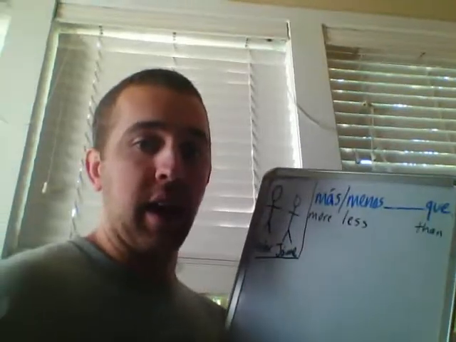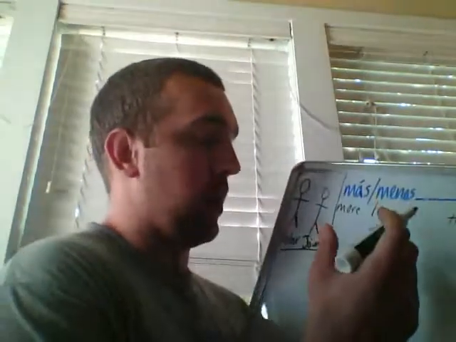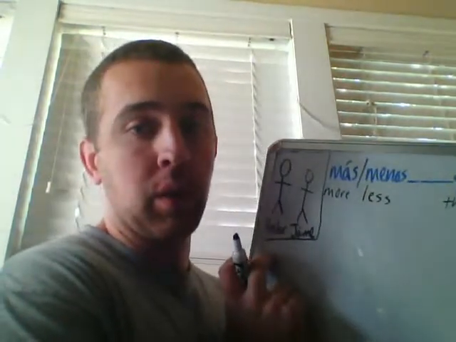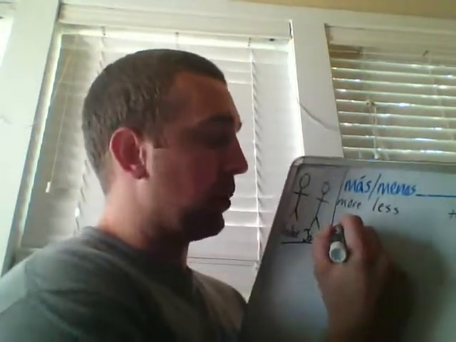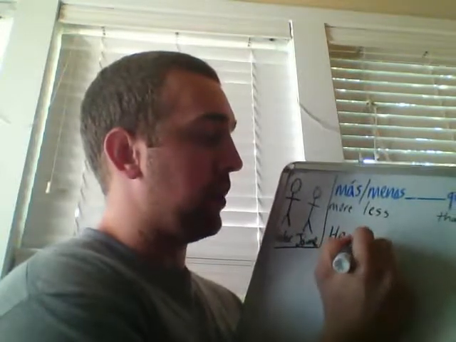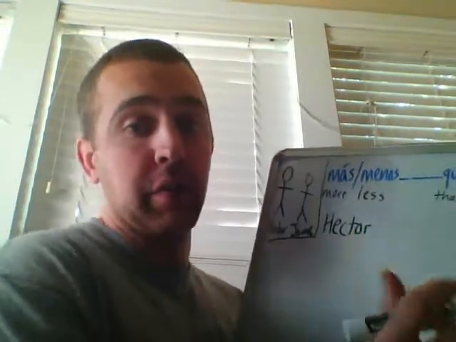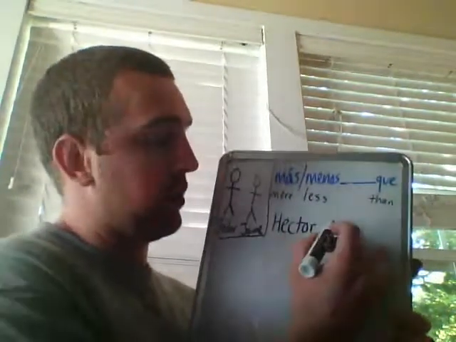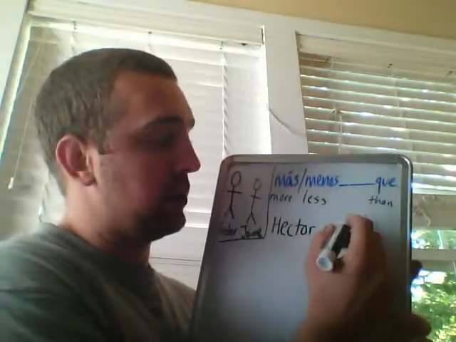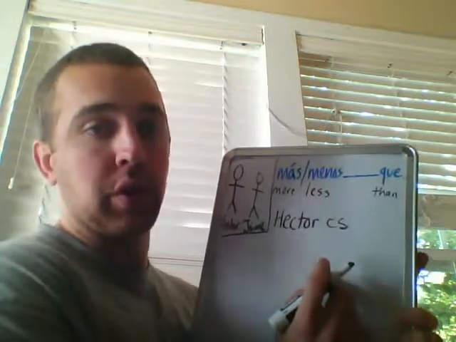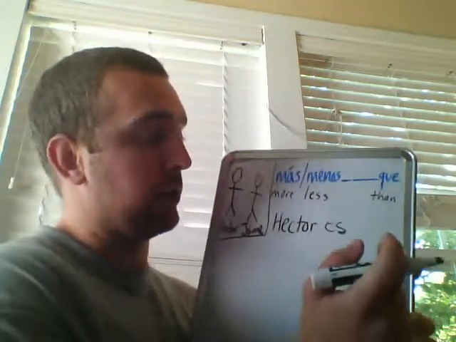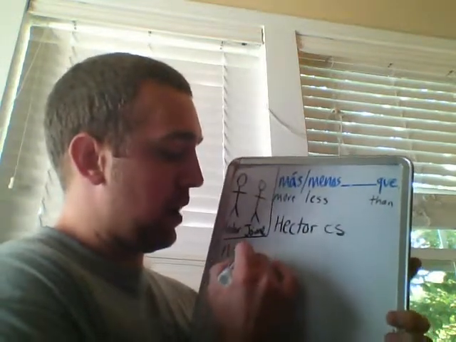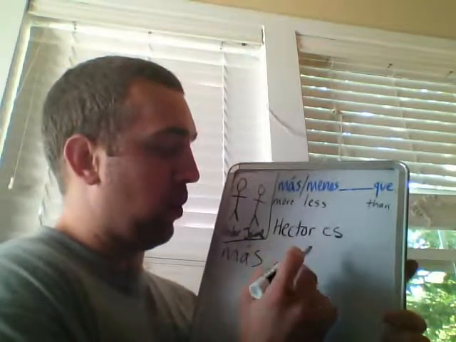So more or less and than. So we're going to talk about height first. Hector, I don't know if you can tell by my awesome drawing skills, Hector's taller. So we're going to start off with him. Hector, I'm going to say he is, and if you remember, that is going to be S. So Hector S, he is. Now he's more tall, so I'm going to choose más there. So I'm going to write it underneath, start it off here, keep going down here. Hector is más, he's more.